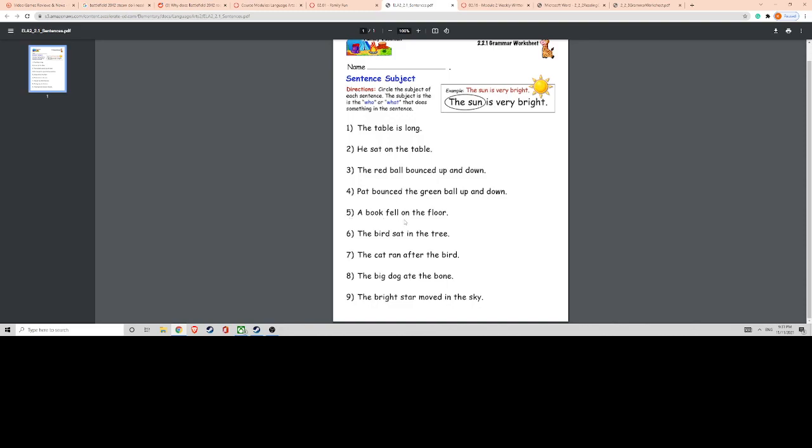A book fell on the floor. So this sentence is about what? It's about the book which fell on the floor. So the subject is book. So continue the remaining, Baba, and do them alone. Okay? This is very easy, very easy. I'll do one here again. The big dog ate the bone. This sentence is about what? What is the subject? The big dog, circle big dog. Okay?